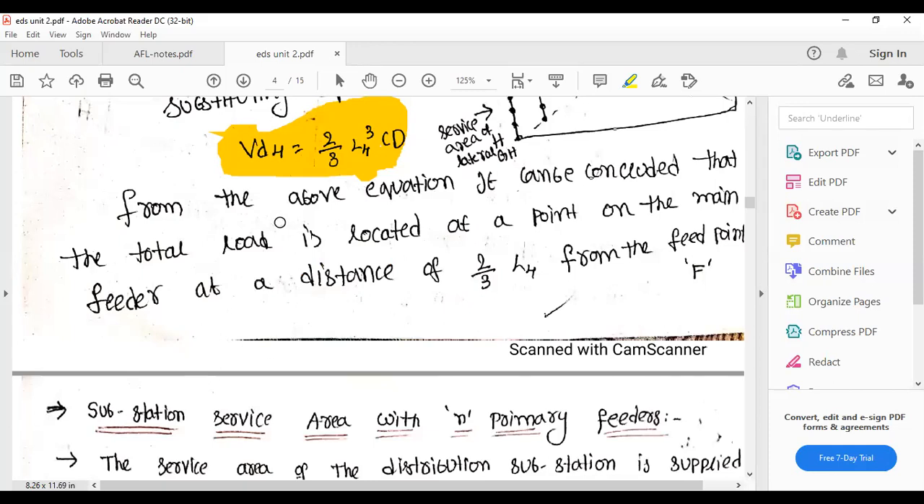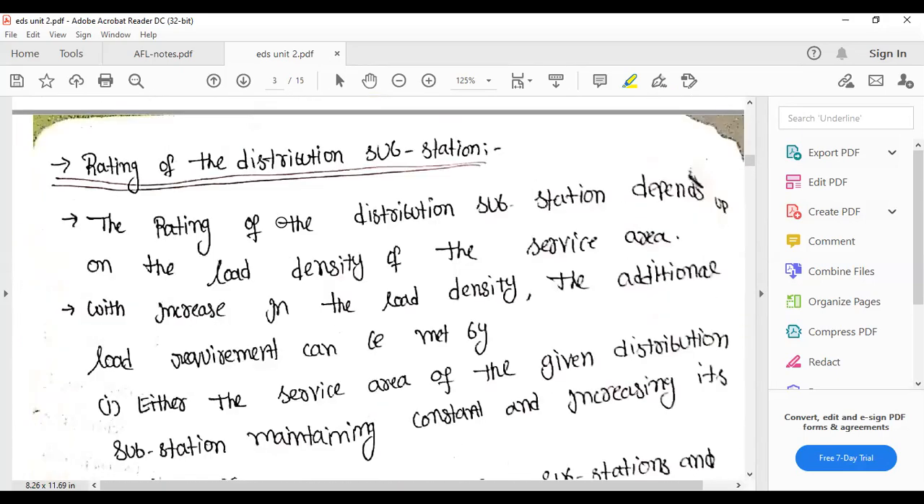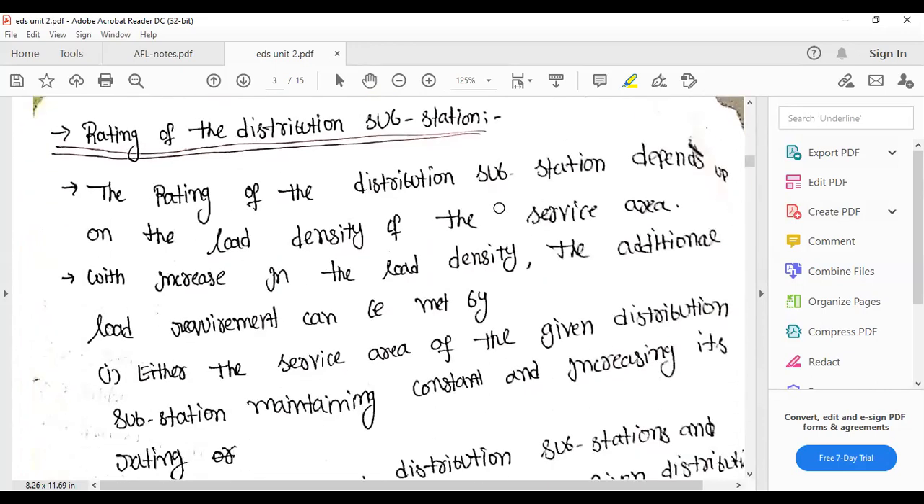Okay, this is the rating of a distribution substation. Rating of a distribution substation. While considering the rating of a distribution substation, we are considering 2 points.